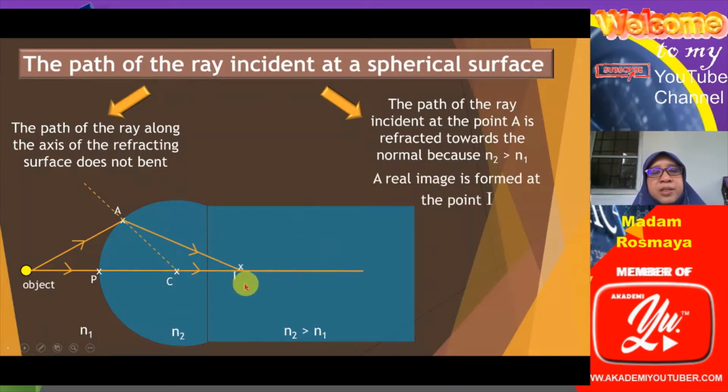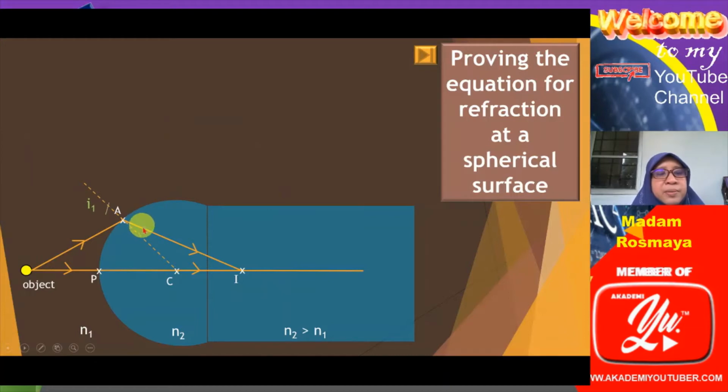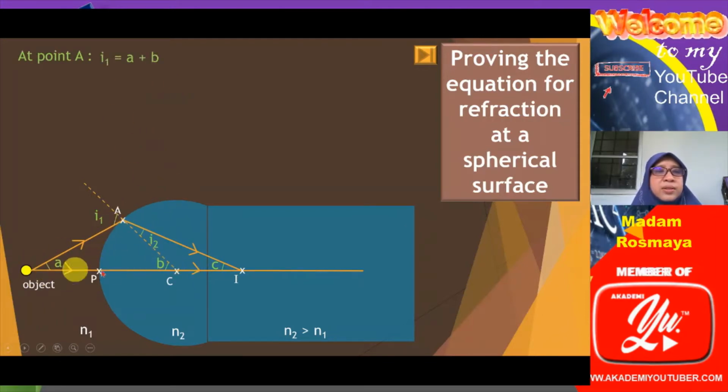Okay, next, the image forms at the intersection point of the two rays. Let's name this image I, and the image formed is a real image. Now we name the angles in the diagram here. The incident angle we call i1, the refraction angle i2, the angle here is A, the angle at C is B, and the angle at I we call C. Okay, at point A, using the triangle AOC, i1 is A plus B. So we use triangle AOC to get i1. This one you've learned in maths, form 1, form 2, form 3.